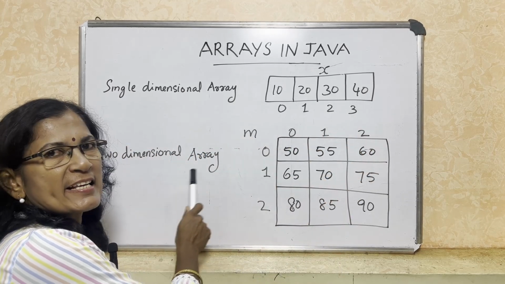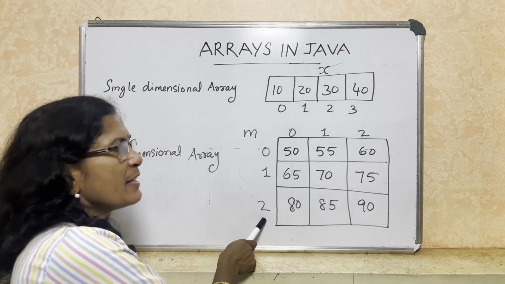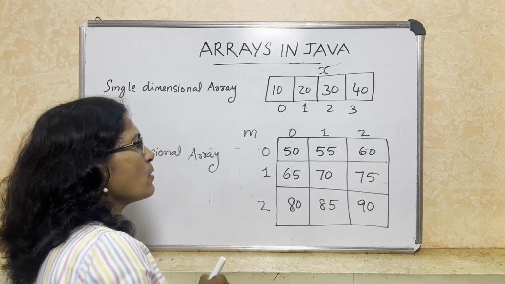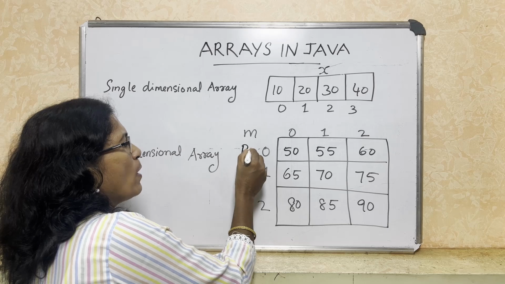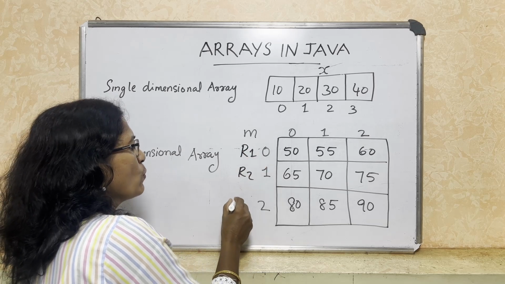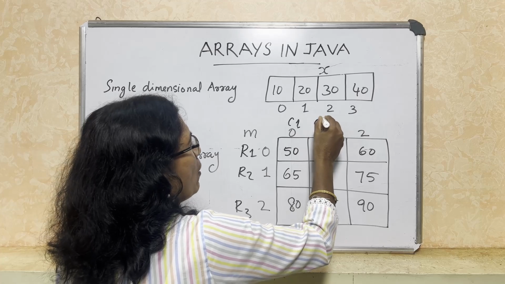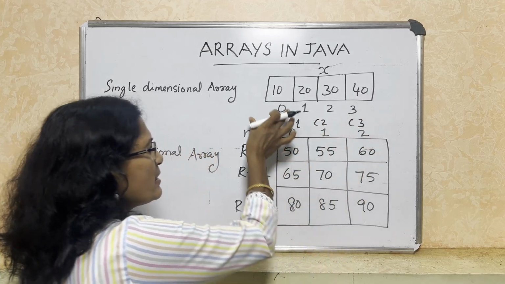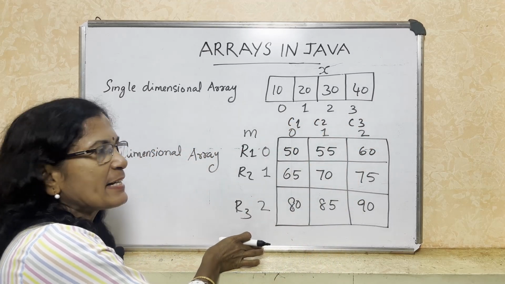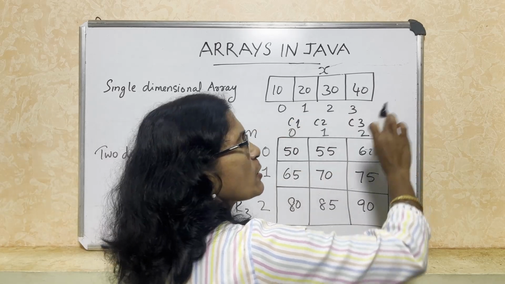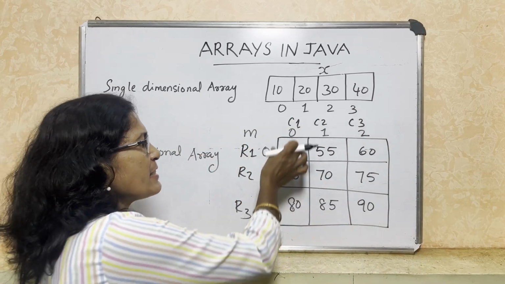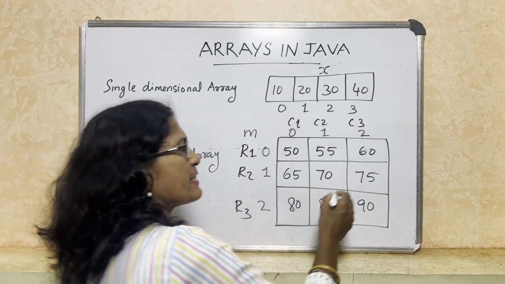And the second one is an example for a two-dimensional array. Here there are rows and columns. Rows are horizontal ones: row 1, row 2 and row 3. There are 3 rows and 3 columns: column 1, column 2, column 3. Each row is uniquely numbered, and each column is also uniquely numbered. An intersection of row and column is known as a cell.